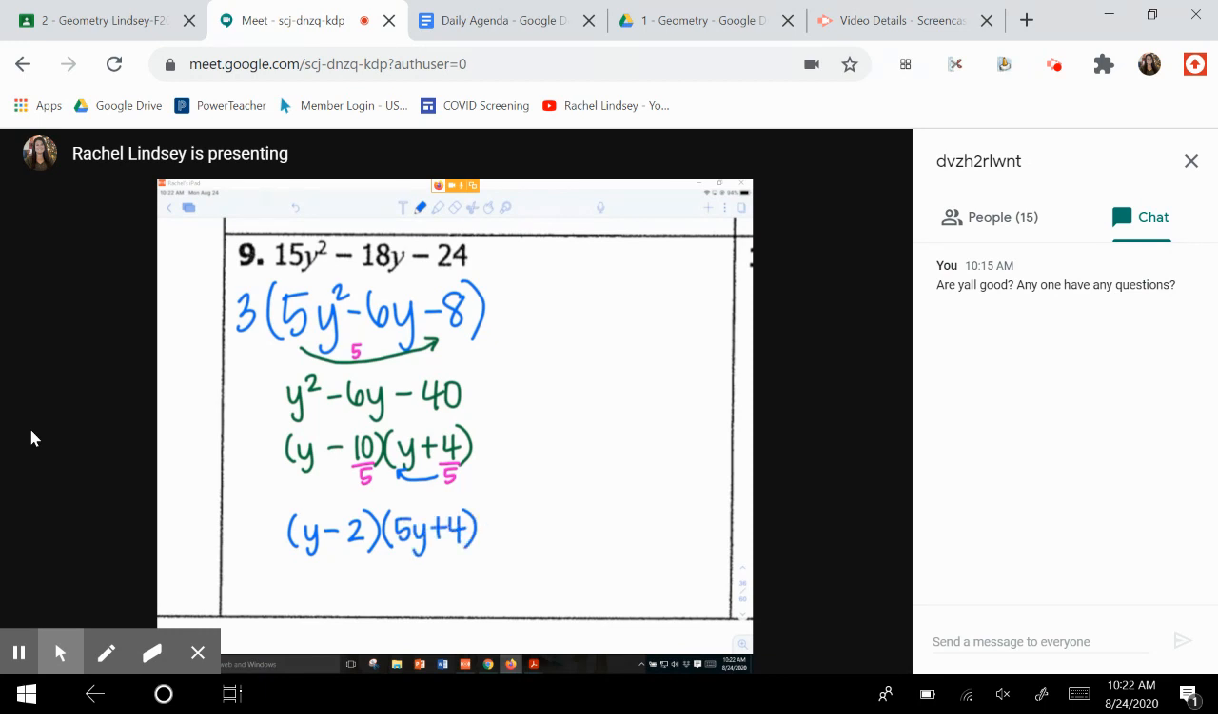Now, to finish out this problem and it be correct, what do I need to do? What do I know I have down here? The 3. Make sure you bring down the 3.